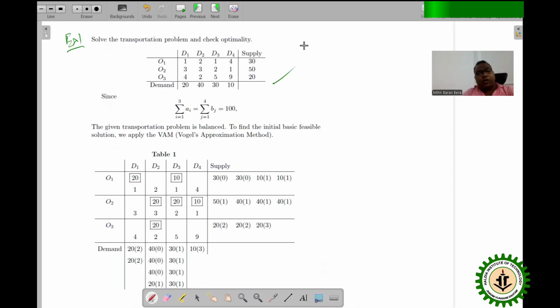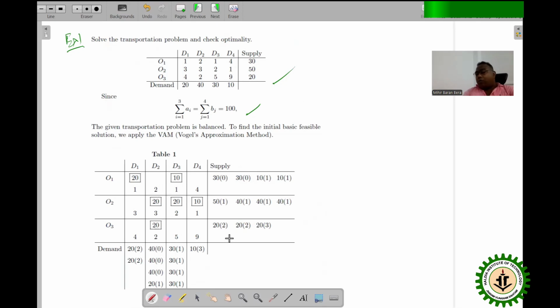So as you know already, first you will check whether this transportation problem is balanced or not. So you have checked that it is a balanced transportation problem. Now we applied Vogel's approximation method to find the initial basic feasible solution. In this case, I have given the initial basic feasible solution here. You can check it out by doing it yourself.